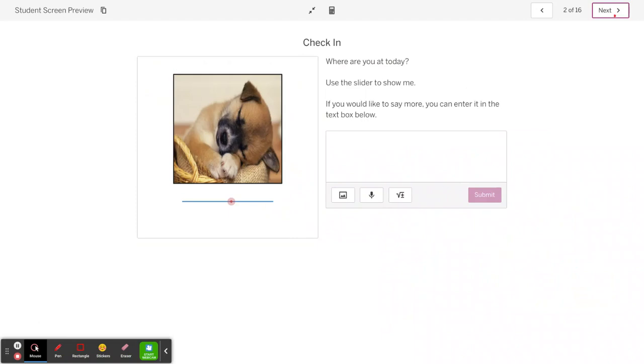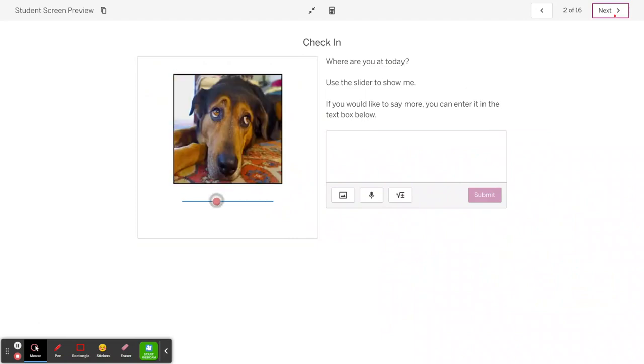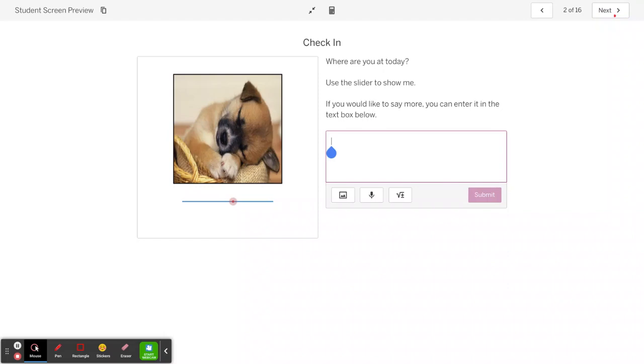All right, just a quick check-in. Move the slider to show me how you're feeling today about your life. If you want to explain yourself, type in here.